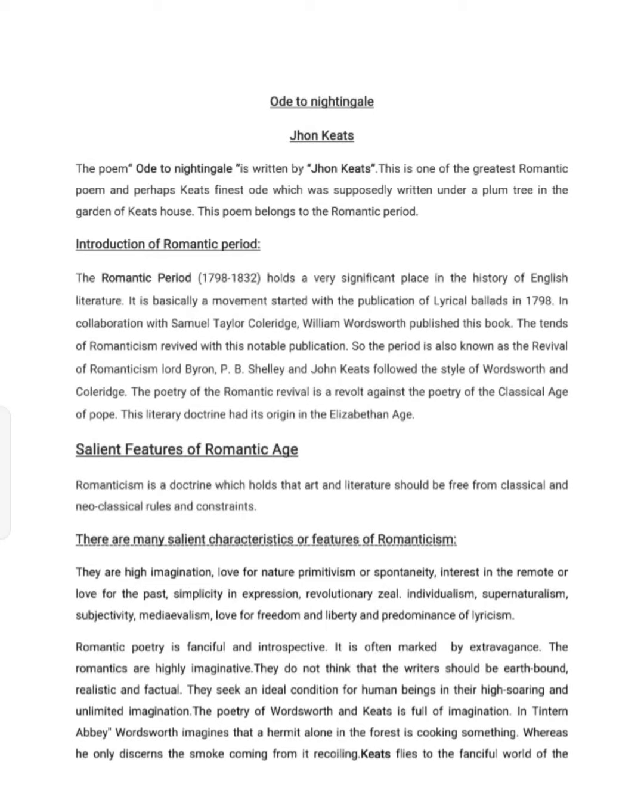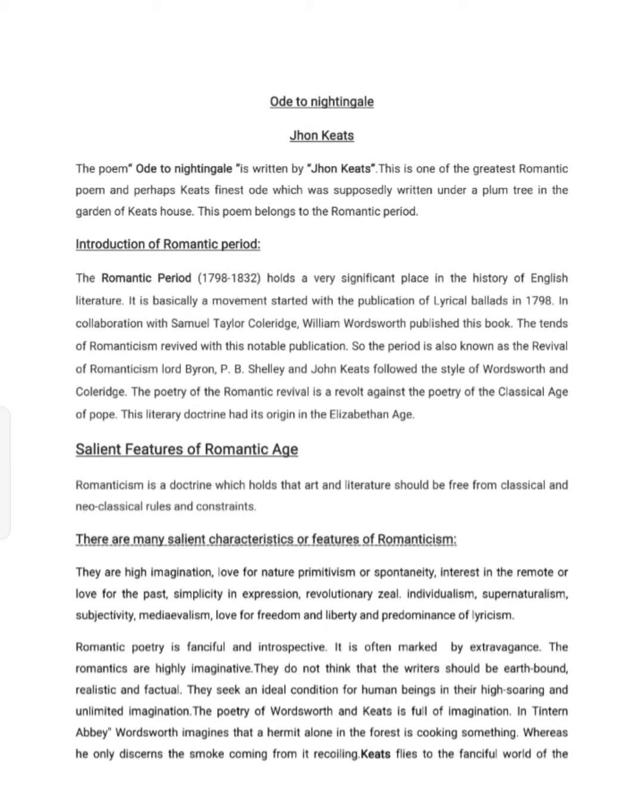Basically, romantic poetry is fanciful and introspective. It is often marked by extravagance. The romantics are highly imaginative. They do not think that the writer should be earthbound, realistic, and factual. They seek an ideal condition for human beings in their highly soaring and ultimate imagination. The poetry of Wordsworth and Keats is full of imagination.